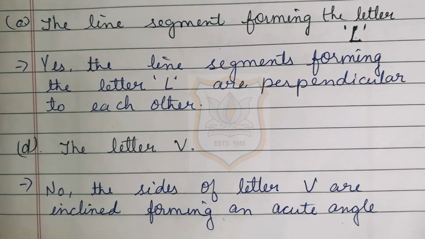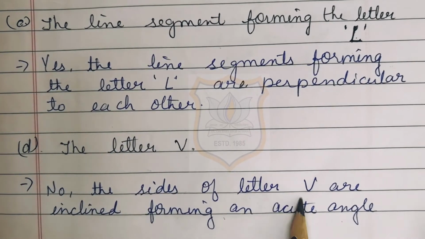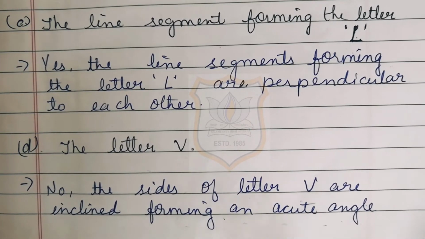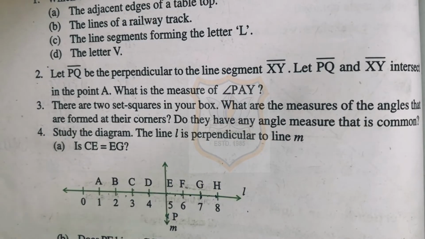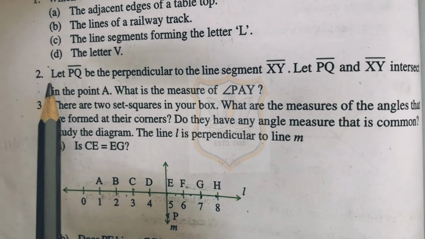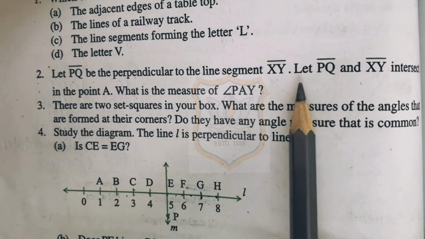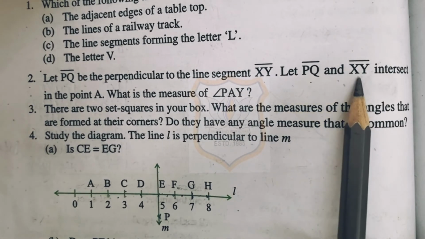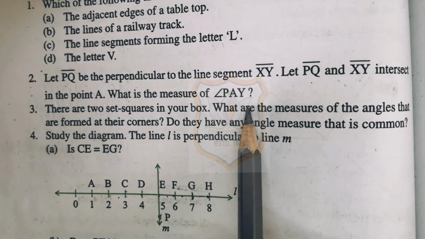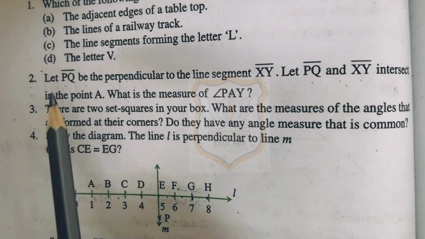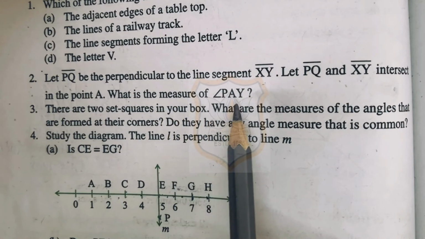For D part of question number 1, the letter V. The answer is no, the sides of the letter V are inclined forming an acute angle, so they are not perpendicular to each other. Question number 2 of exercise 5.5. Let line segment PQ be perpendicular to line segment XY. Let line segment PQ and line segment XY intersect in the point A. What is the measure of angle PAY? Students, here it is given that line segment PQ is perpendicular to line segment XY. We have to find out the measure of angle PAY.